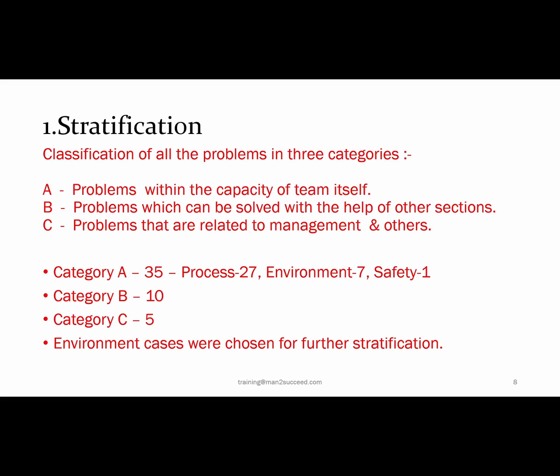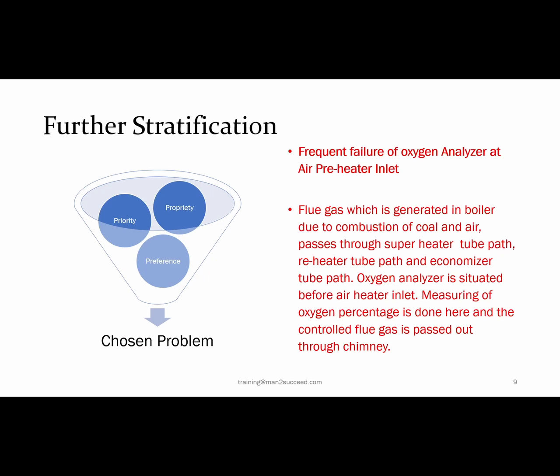Of the 35 items, process related items were 27, environment 7, and safety 1. So environment cases were chosen for further stratification. They again further classified them based on propriety, priority, and preference, which need to be given priority, which need to be given preference, and those things they have taken. The team were working on that.